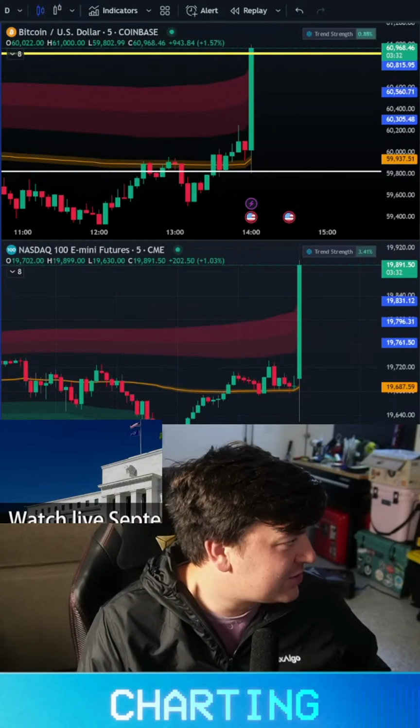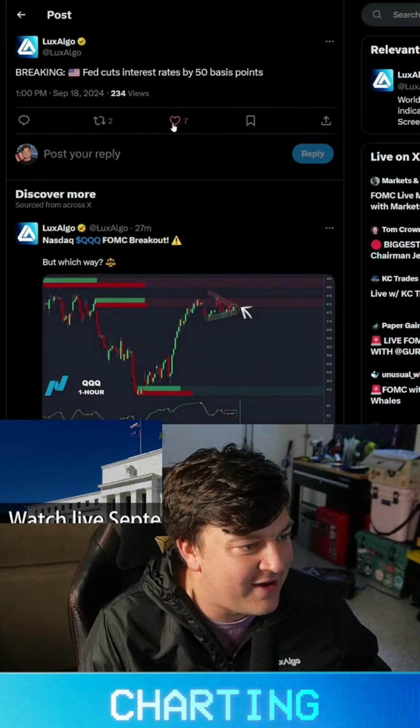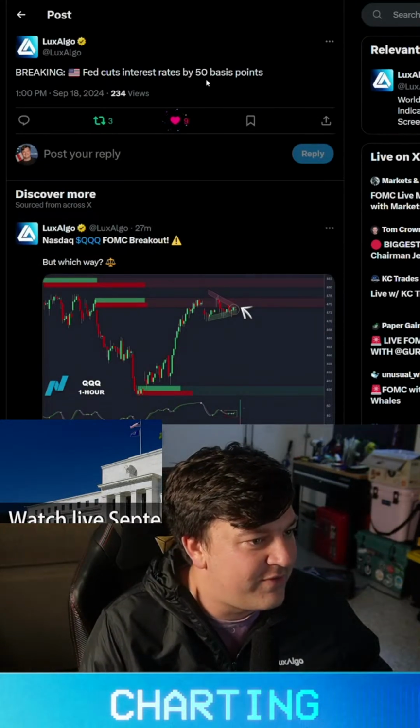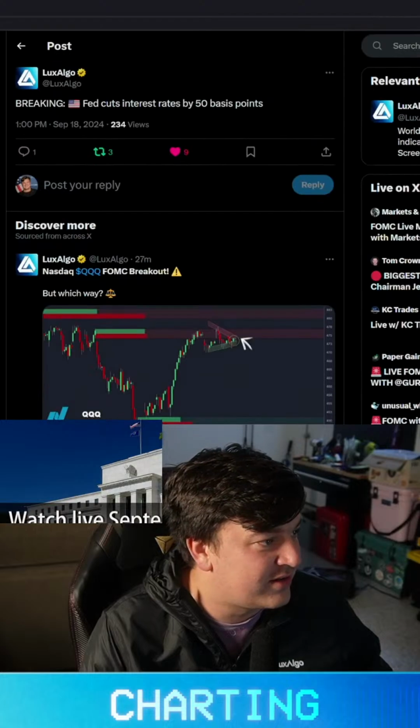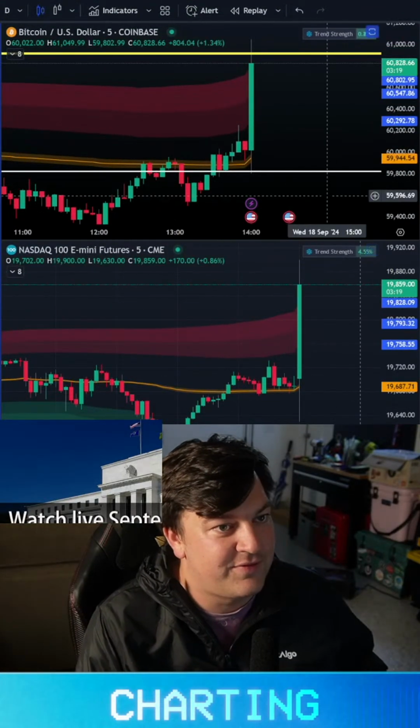Let's go. Guys, right now, go on to the LuxAlgo Twitter and repost this and favorite it. Right there you go. 50 basis points. Wow. That's huge, actually. Interesting. I would figure they'd do a 0.25 cut, but there it is. Ripping to 50.